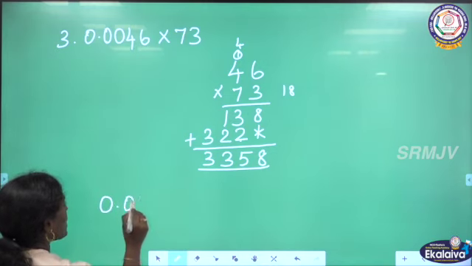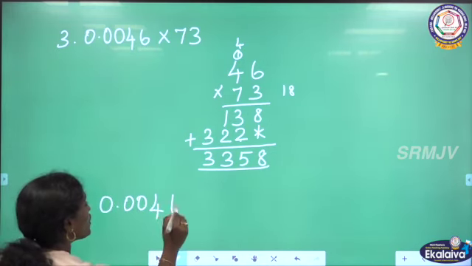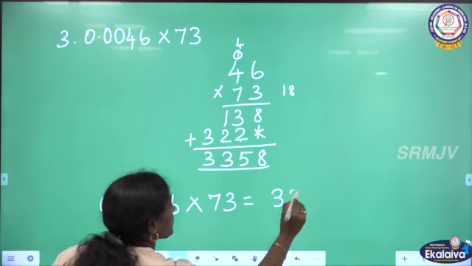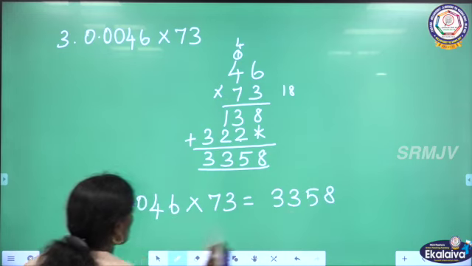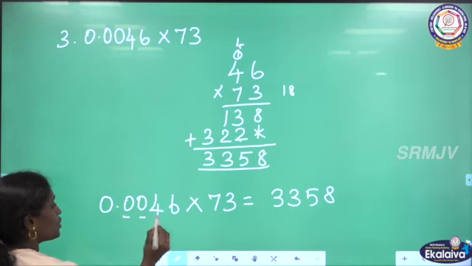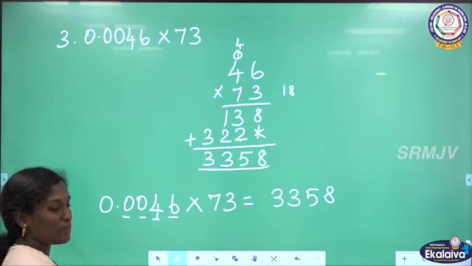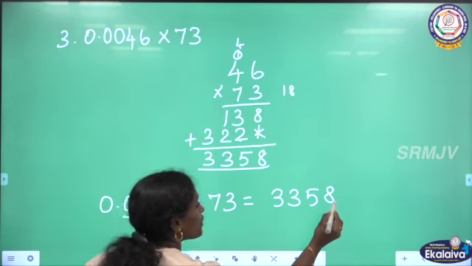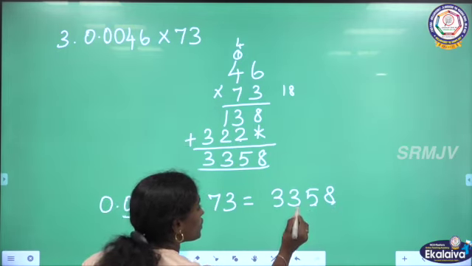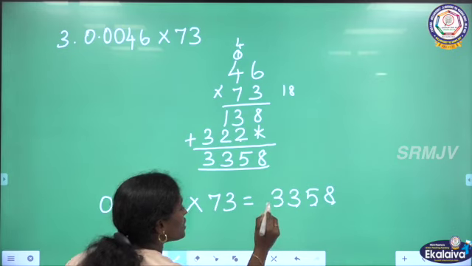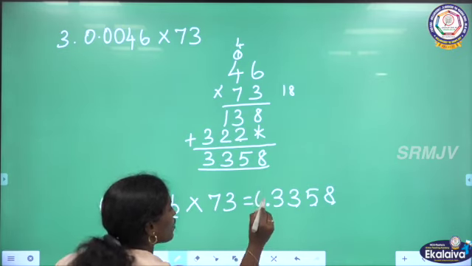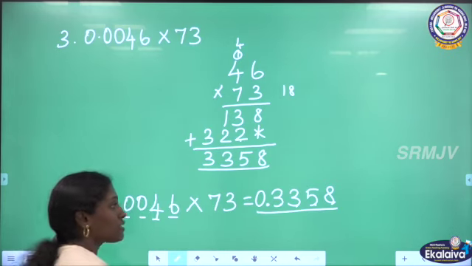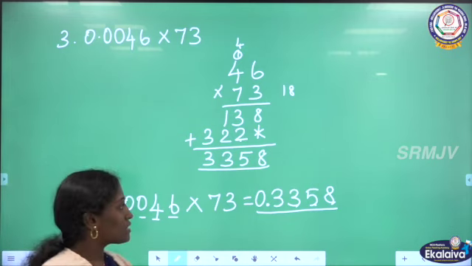Now I am going to write the answer for the given question, 0.0046 into 73. Okay, how many decimal places are there? 1, 2, 3, 4. 4 decimal places. So in the answer also we need 4 decimal places. So from the last, before 4 digits, here 1, 2, 3, 4. Before 4 digits, we have to keep the decimal point. Here the whole number part is 0. So the answer is 0.3358. Is it clear, children?